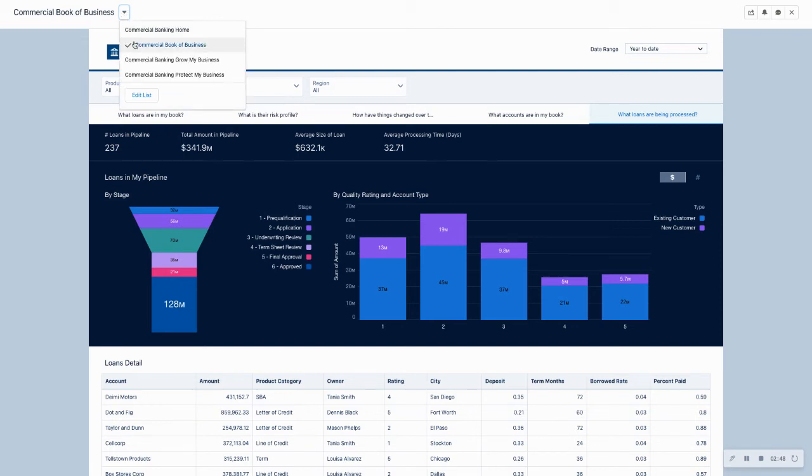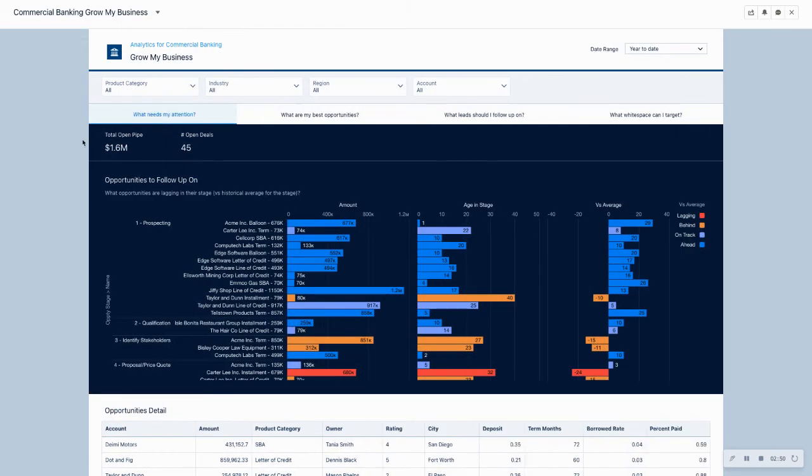And then moving on to growing my business. So that's the next portion. What needs my attention? I've got 45 open deals and a $1.6 million open pipe. So I really want to take a look and understand where I can excel. Do I need to focus on a certain opportunity here? Acme term down here, they're behind, so I might want to focus on that.